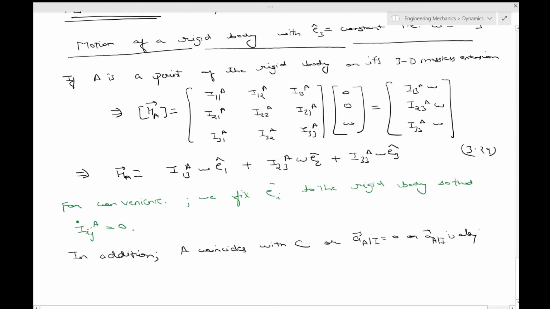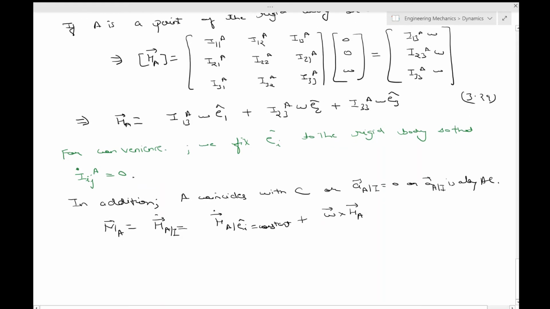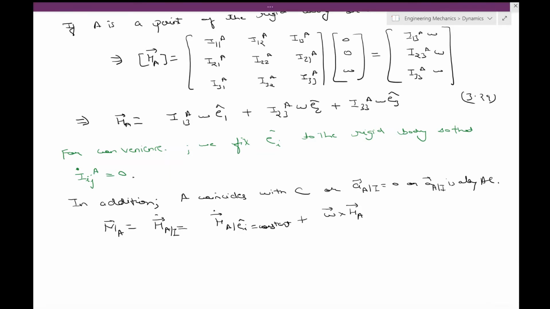Then you can write MA is equal to HA dot, and now in the I frame, H dot A Ei hat, this is constant now, plus omega cross HA. Now where does this come from? Do you recall now? I think you should.